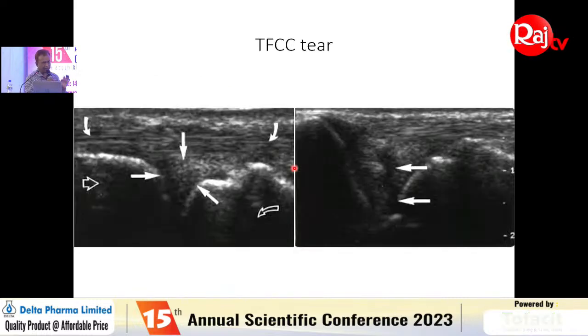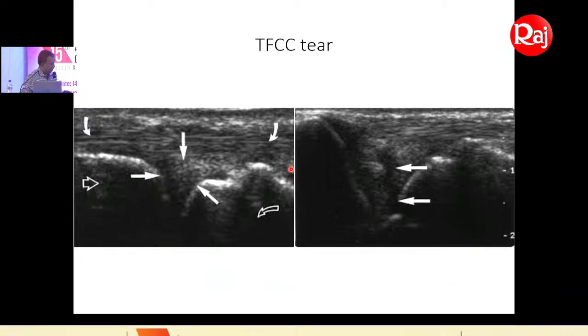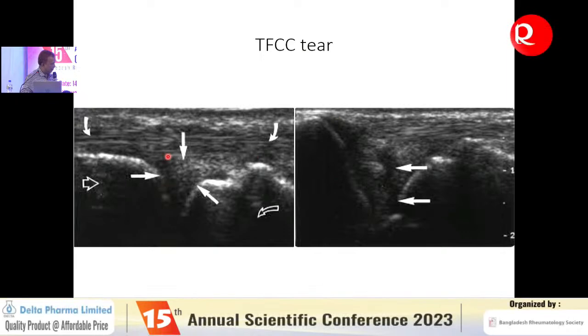And TFCC tear: sometimes after trauma, sportsmen come to us with pain on the lateral side of the wrist joint, and if you put the probe, you can identify the TFCC tear. This is the TFCC fibrocartilage. There are hyperechoic dots, and there is a fracture. The TFCC is torn, with anechoic areas in between two fractured parts of the TFCC. So it is very easy to diagnose. If you have the anatomical knowledge, you can also diagnose this.